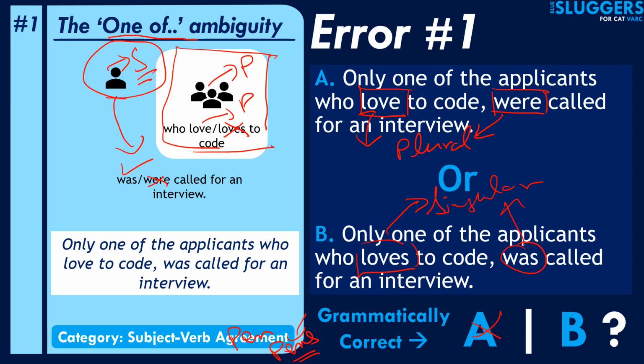So, in fact, none of these sentences will be correct here. In the first sentence the love part is correct, but the verb part is incorrect. In the second sentence, the was part is correct, but the loves part is incorrect, right? So yeah, that's about your error number one, the one of ambiguity. The category of this error is subject-verb agreement.